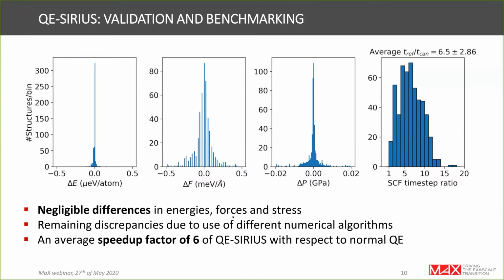And because QE-SIRIUS allows us to run on GPUs, we can see here also a histogram of the time that was required, the wall time for normal QE versus SIRIUS. And we see that on average, we get a speed up of a factor of 6 when using SIRIUS.